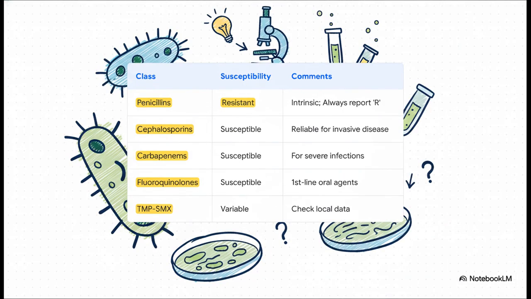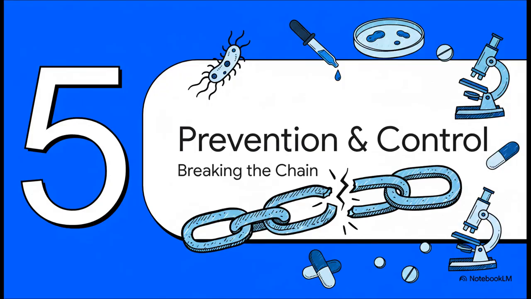So when you put it all together, the resistance profile is actually pretty predictable. Penicillins are out, always resistant, but it's generally susceptible to third-gen cephalosporins and fluoroquinolones. Carbapenems are also highly active. The one to really watch is trimethoprim sulfamethoxazole, which can be variable, so you absolutely need to check your local antibiogram before using it.